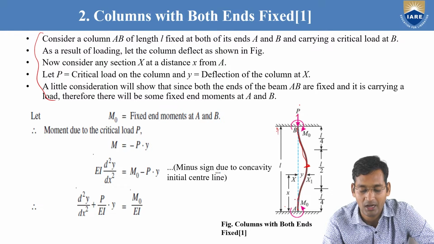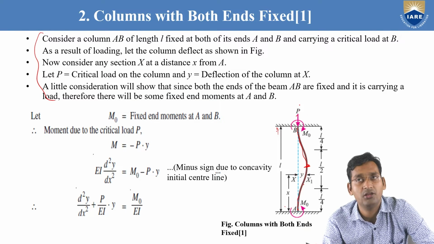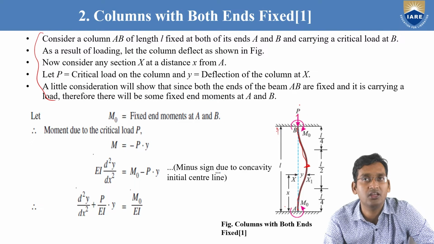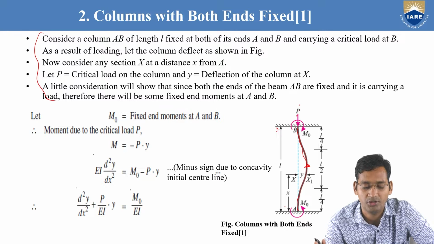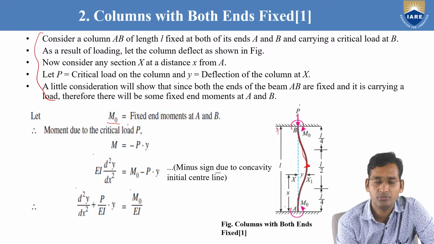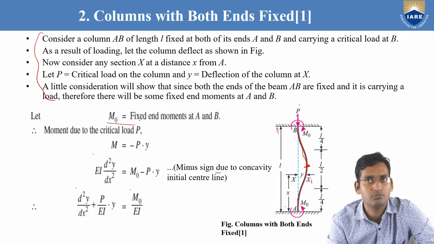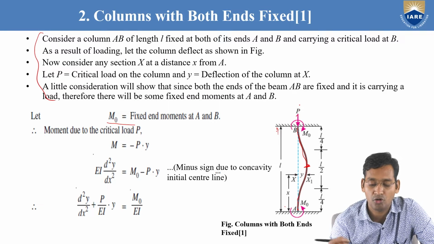So at this A and B, the fixed moment will be there. Let's say M naught is the fixed moment at A and B. So M naught is some moment acting at that point, that is, the fixed moment. So what we do is assume M naught as a fixed moment at A and B. So now the overall moment will be what?